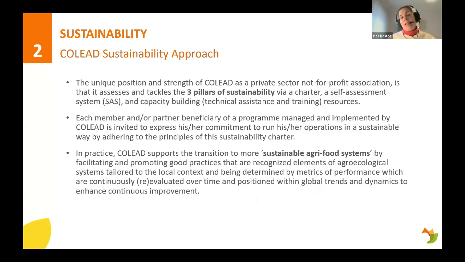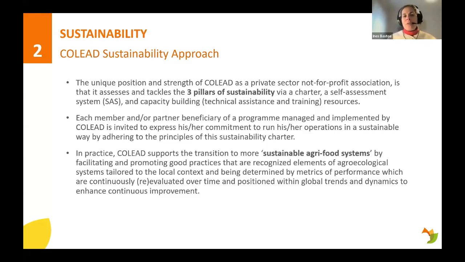Each member and partner beneficiary of the Fit for Market Plus program, and all the other programs, should adhere to the principles of our sustainability charter, so that they need to go through and be in agreement with this charter in order to be part of the programs.